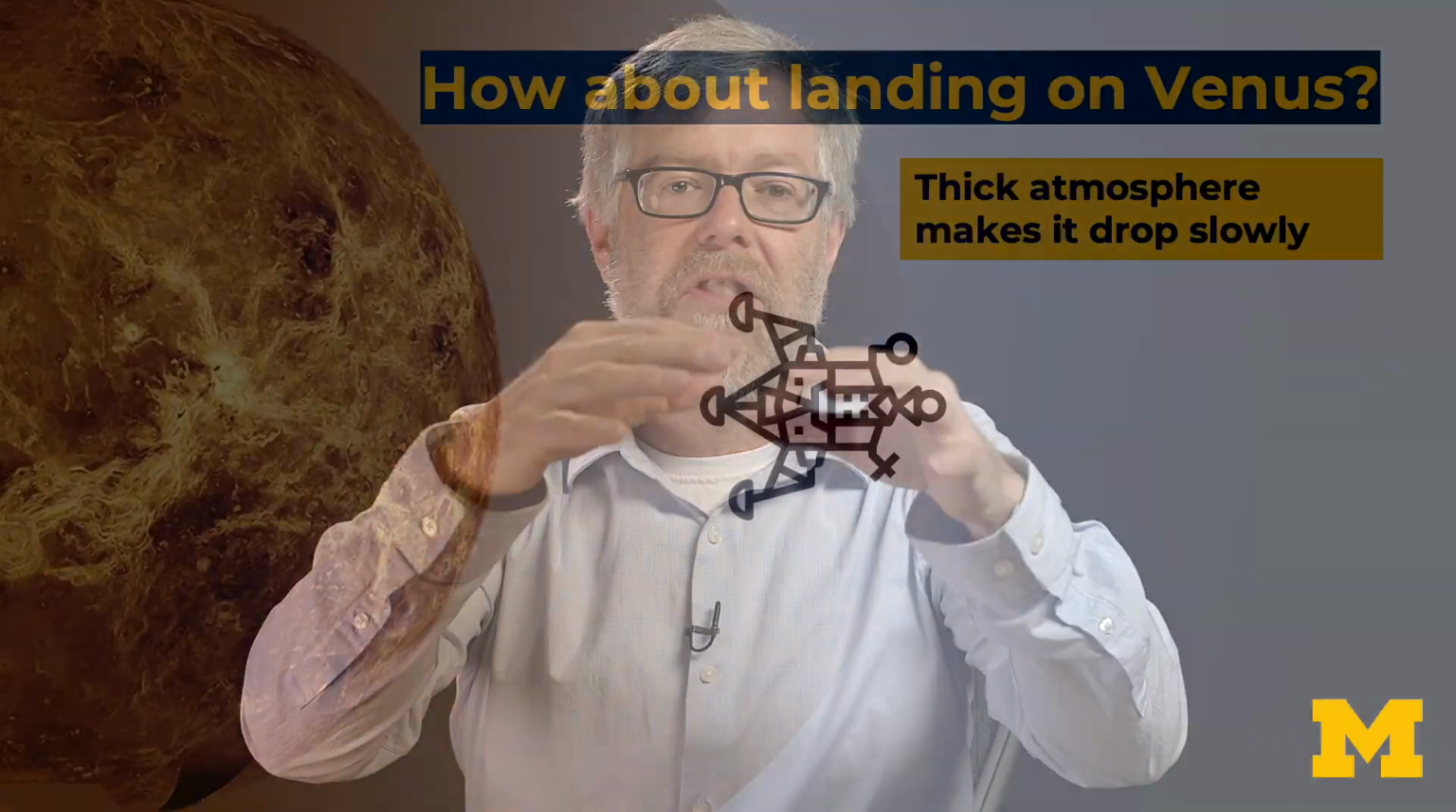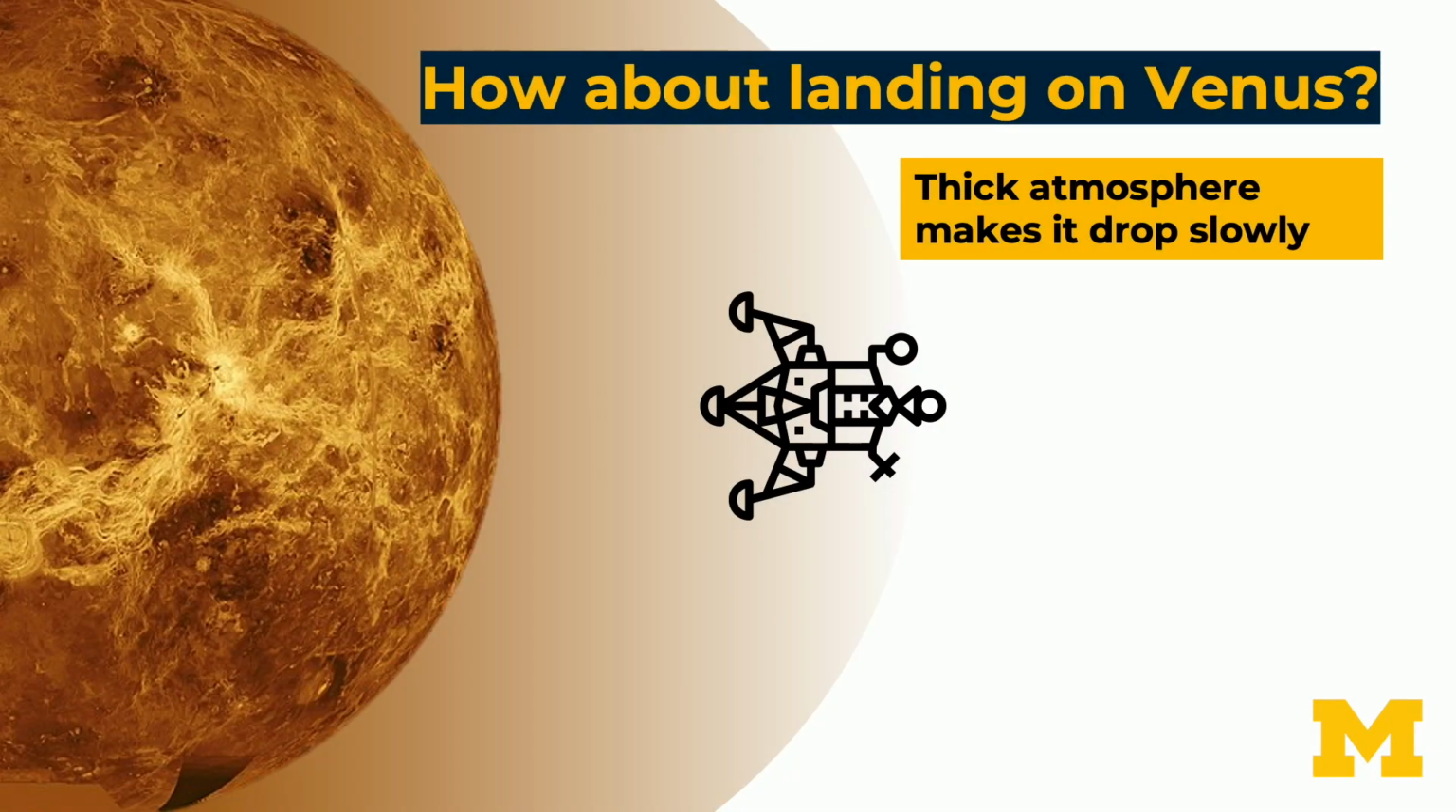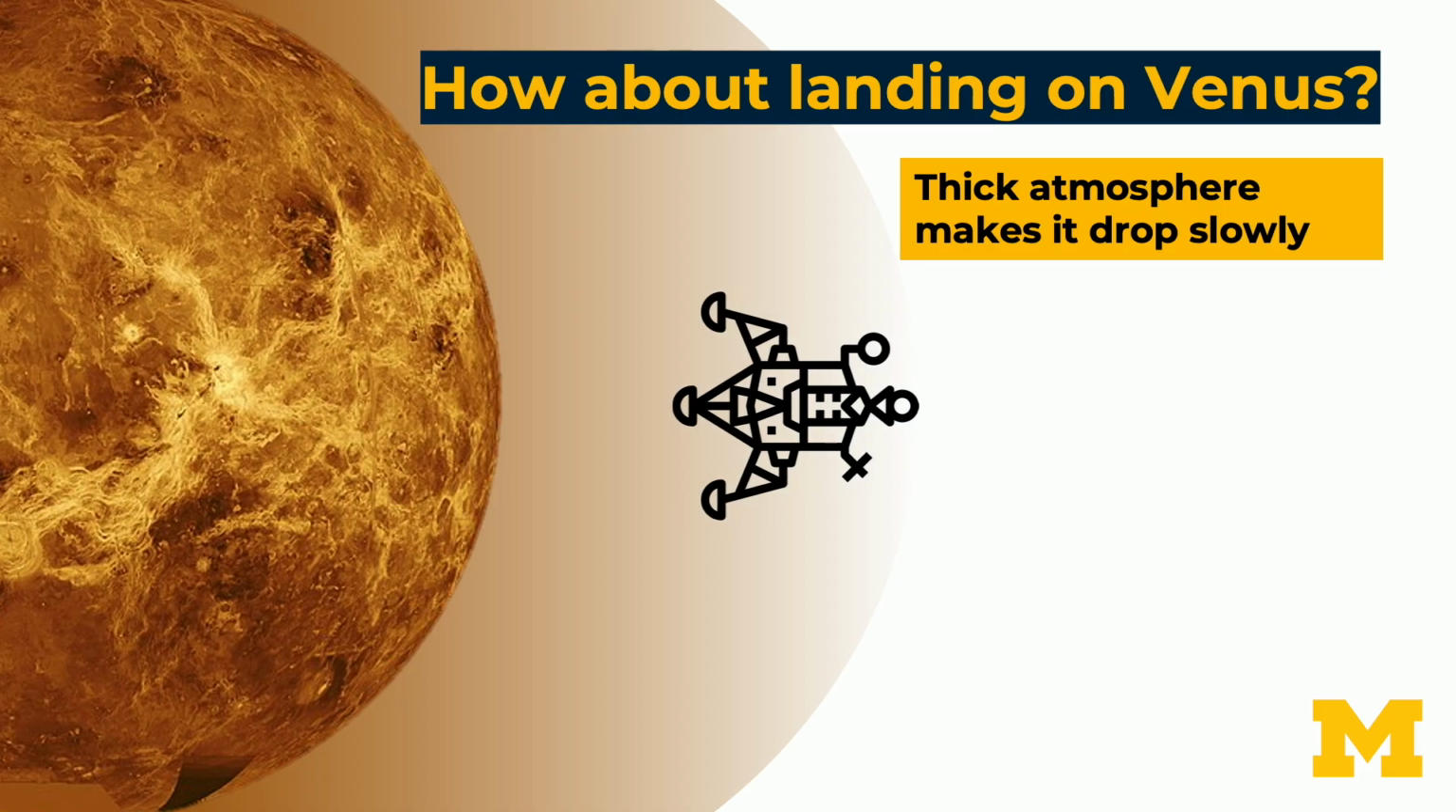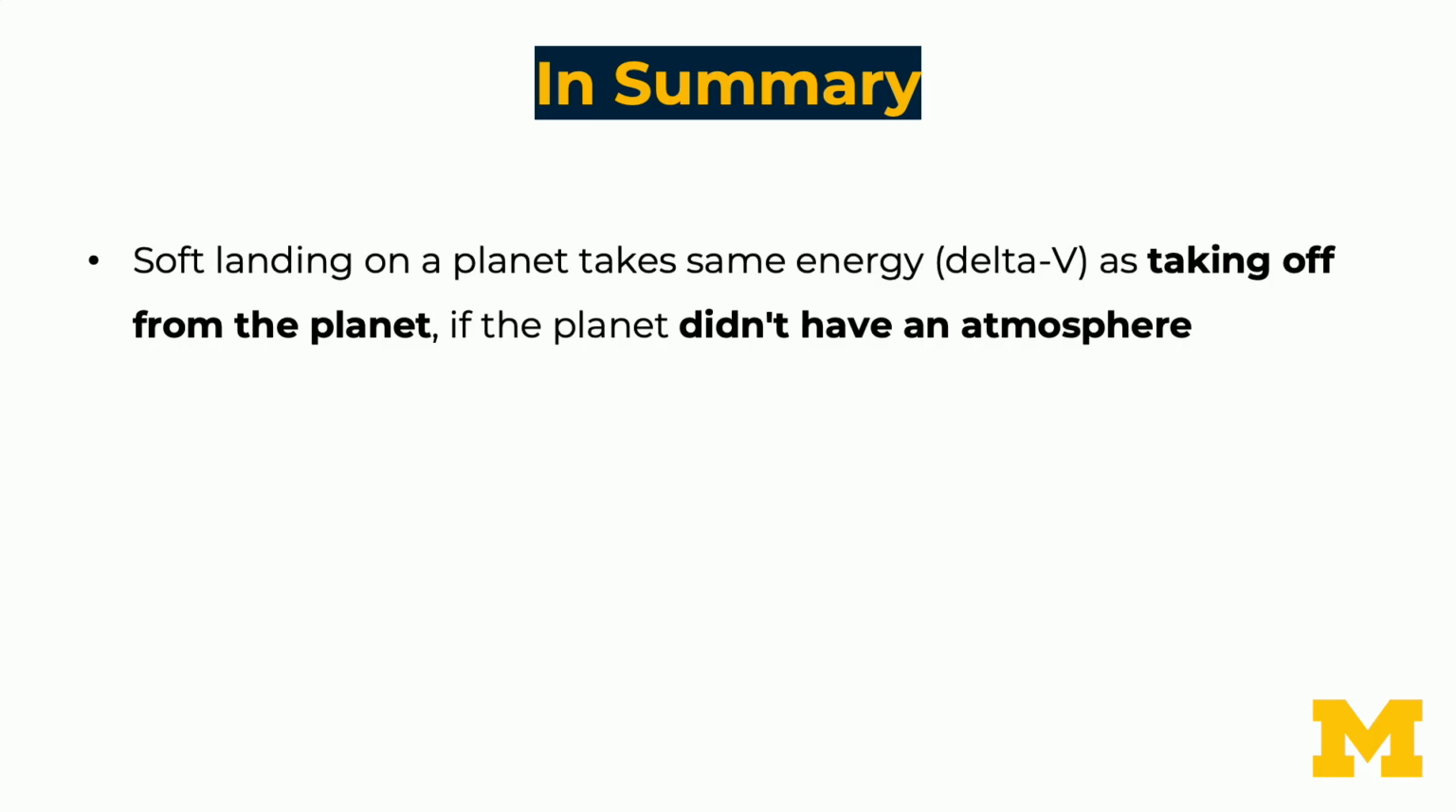We literally just come in and we enter the atmosphere, and the atmosphere is so thick that we basically are buoyant in Venus's atmosphere. And so we can sink down without a parachute at all and land softly on Venus's surface without a parachute. So in summary, soft landing on a planet takes the same amount of delta V as taking off from the planet if the planet didn't have an atmosphere.